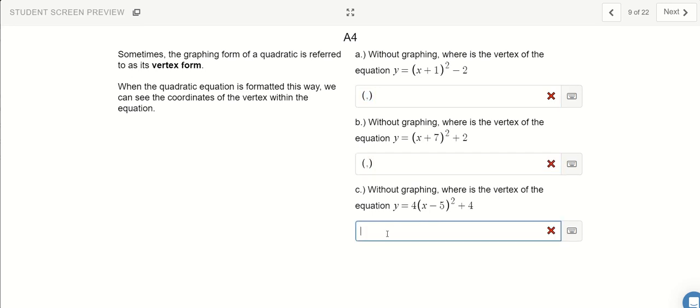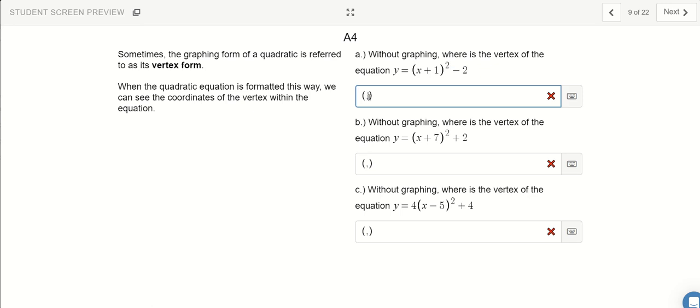So let's set up our point. All right. So here I can see that we're shifting down 2, so the vertex is at -2. This one's a little bit tricky. Remember that x is the opposite. So +1 is actually going to be on the left side, 1.